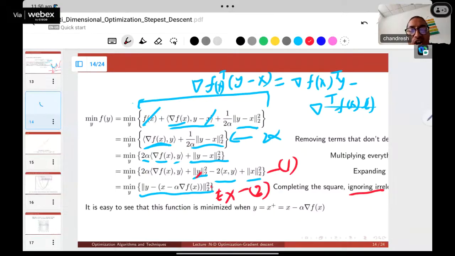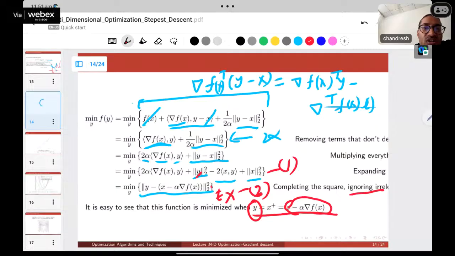Obviously the norm, or absolute value, is always positive. So this function will achieve its minimum when y is the same as this thing. If I set y equal to x minus alpha times the gradient of f at x, then this whole thing will vanish and become 0. Since this function is positive, its minimum will be 0.